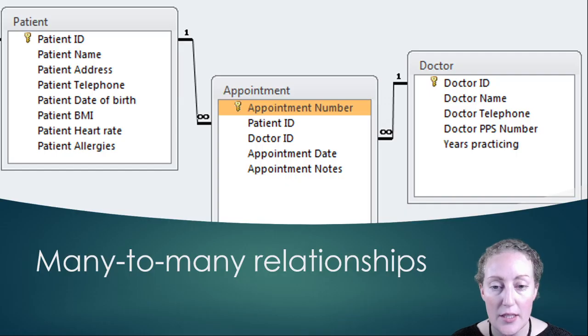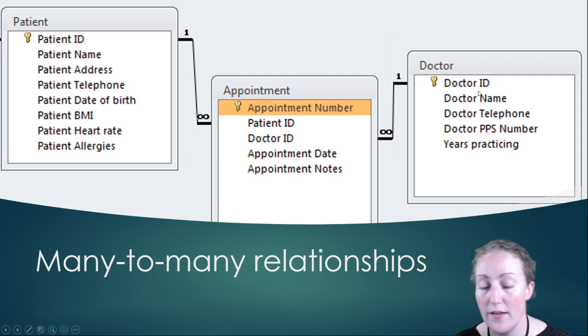Okay. So this will be represented something like this in Access. We're showing here that patient ID is linked to patient ID in the appointment table, and doctor ID in the appointment table is linked to doctor ID in the doctor table. So these two, patient and doctor, will be connected, but through appointment.